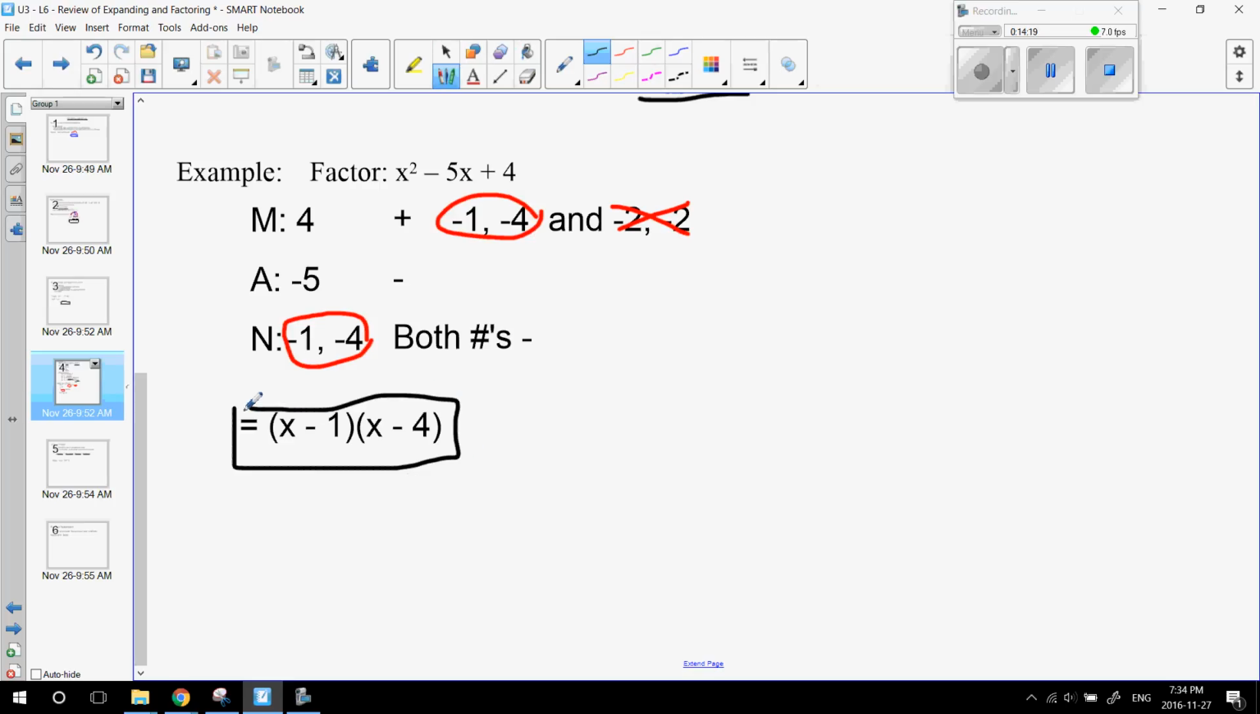When you're trinomial factoring, your final answer will always be looking like this, where you have your two separate brackets and then x in the front of both of those brackets. Again, please make sure that everyone has this in their notes. I'm going to move on to the next slide.